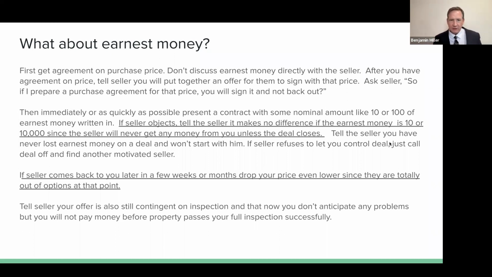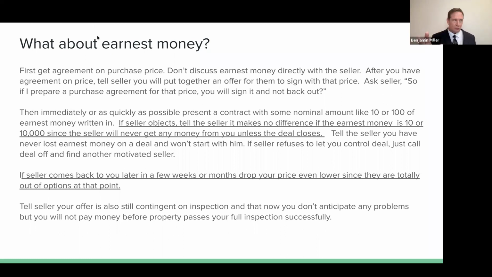And then you can tell the seller you've never lost earnest money on a deal. You can say, Mr. Seller, listen, I've never lost earnest money on a deal, and I'm not going to start with you. So if the seller refuses to let you control the deal, so say the seller's like, look, I don't mind signing this, but I need earnest money. I need this. If they won't play ball with you the way that you want to play ball, what you do is you just leave. You just leave and you go find another motivated seller.